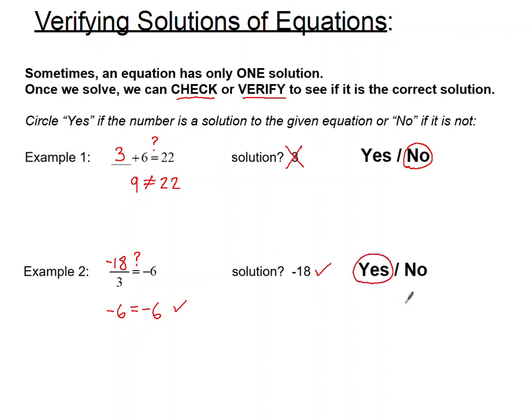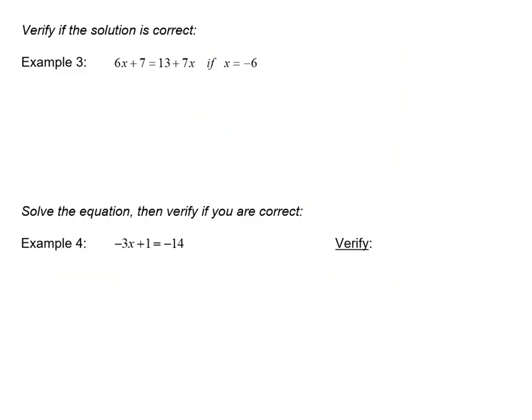When you think you have a solution to an equation, plug it into the original equation and see if it's true. Let's look at example 3. It says, verify if the solution is correct. So somebody has solved this equation, and they think that the answer is x equals negative 6. Let's verify. That means I'm going to plug the negative 6 right in here for x, and I'm going to plug it right in here for x. Everywhere where there's an x, I'm going to substitute the negative 6.